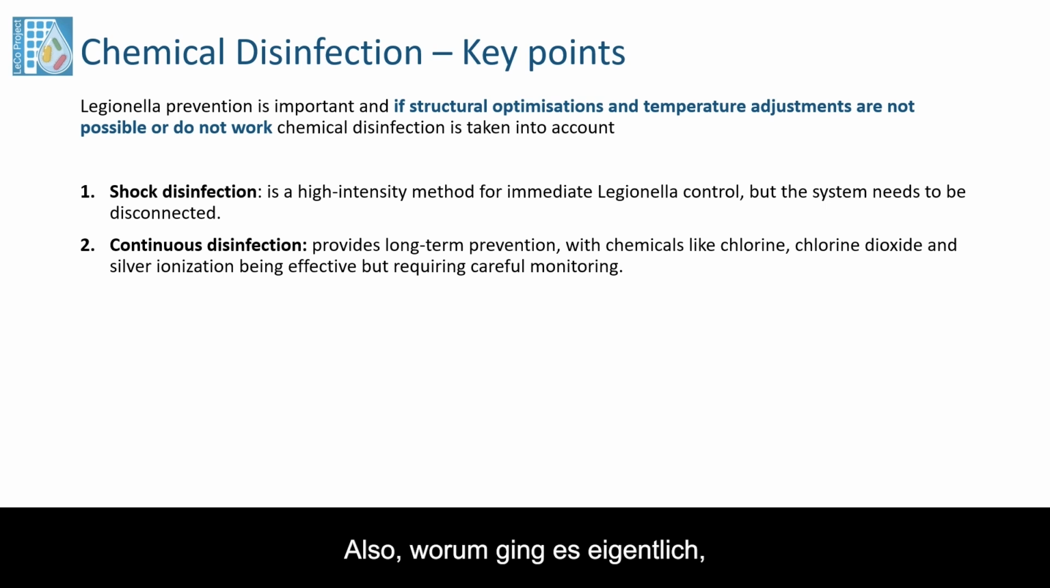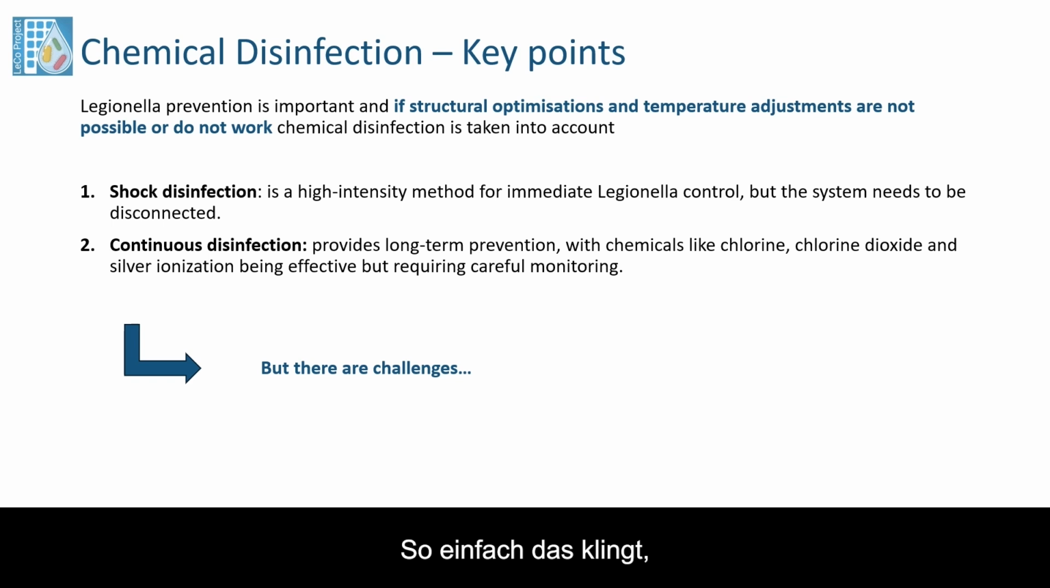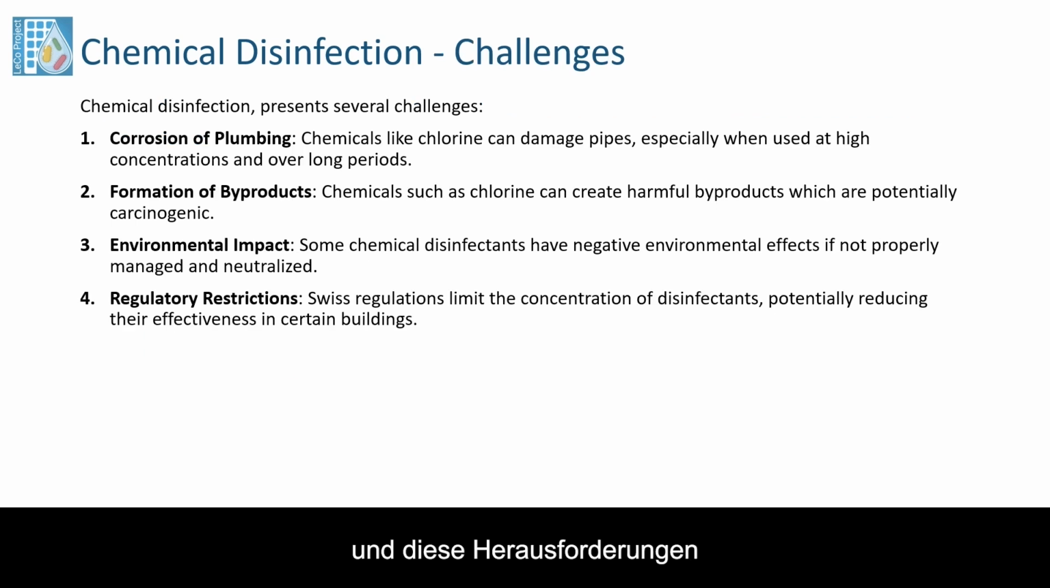So what did I actually want to talk about? So first of all, chemical disinfection, and that Legionella prevention is important, and if structural optimization and temperature adjustments are not possible or do not work, or there are other reasons, chemical disinfection is taken into consideration. And here, the main thing is to distinguish between shock disinfection and continuous disinfection. As simple as this sounds, there are challenges, and these challenges need to be taken into consideration if such a disinfection method is chosen. So first of all, those chemicals, they do not react only with biofilm and Legionella, but they also react with the whole system, the building plumbing system, and there is corrosion of plumbing. So this needs to be taken into consideration.